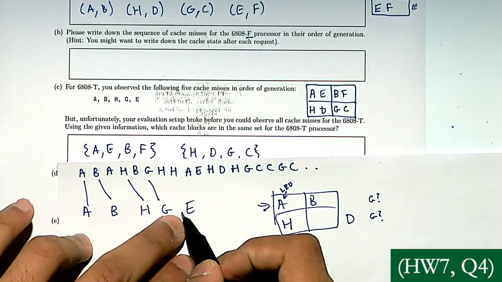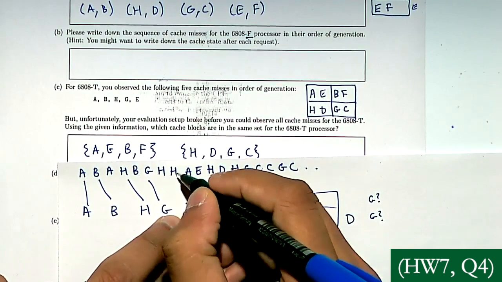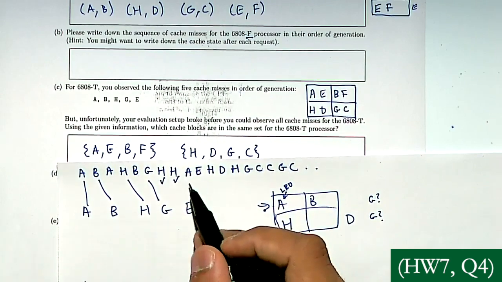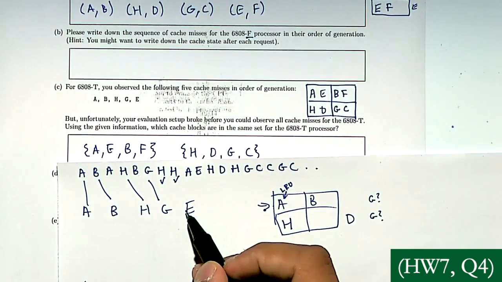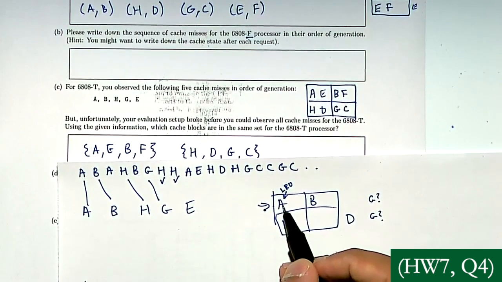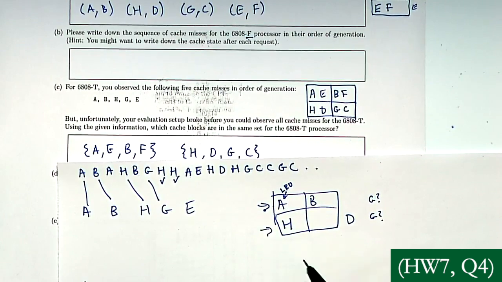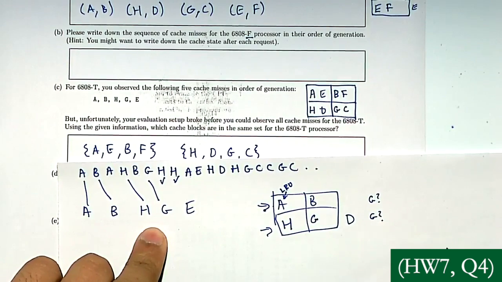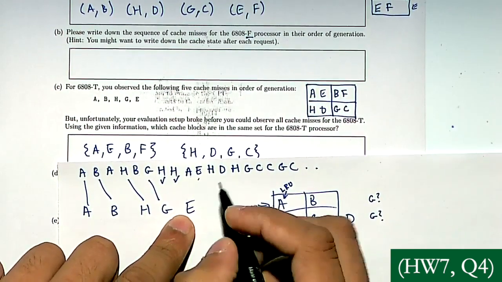And H does not generate an additional miss. So H is still in the cache. So H and H are hits. So these two are hits. Then we have A. And A does not generate a miss, because the next miss is E. So we know that A is still in the cache, which means that anything new that had been brought in had been brought into the other set. So G has to be here, because otherwise it would have evicted A. And then the next miss we see is E.